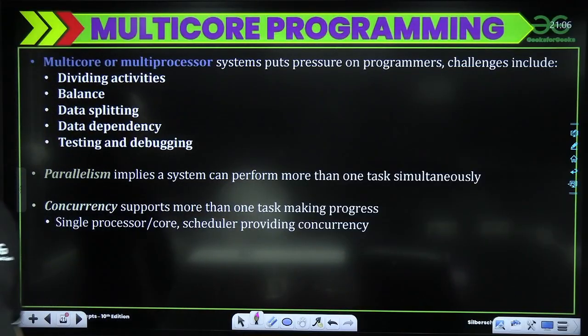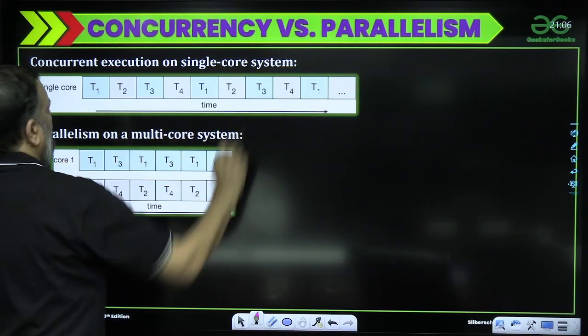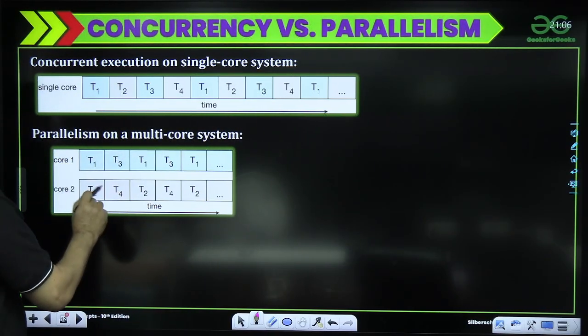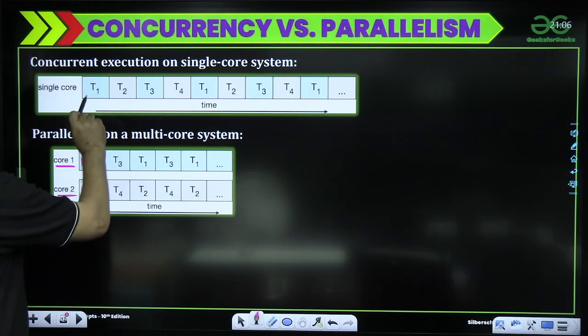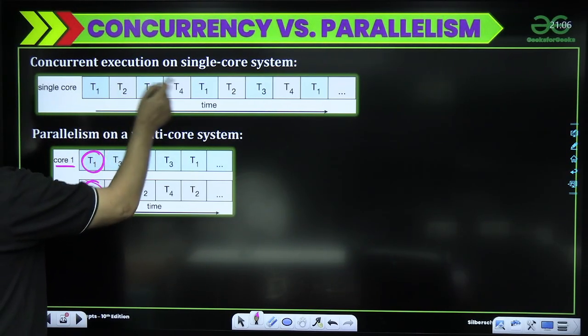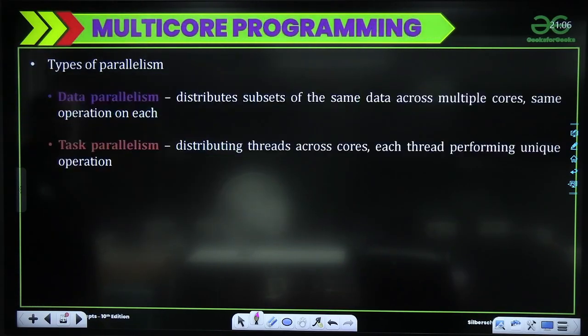Okay, so multi-threading can achieve both parallelism and concurrency. Here is an example. On a single core system it is concurrent execution, and on a multi-core system it is parallel execution, like when I have 2 cores. So these 2 tasks can go on together. Here sometimes T1, sometimes T2, sometimes T3, sometimes T4, and it goes on like that. So essentially this is the difference between real parallelism and concurrency.